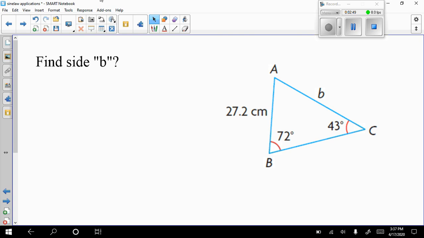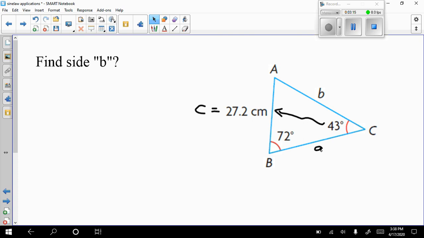We'll quickly look, and sure enough, we have an angle and its opposite side. We have 27.2 centimeters, which is side AB, and we have the angle C there. So let's label this little c. Technically, I could label this little a, but I know that I'm not going to need it.